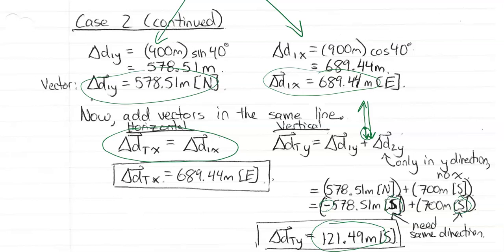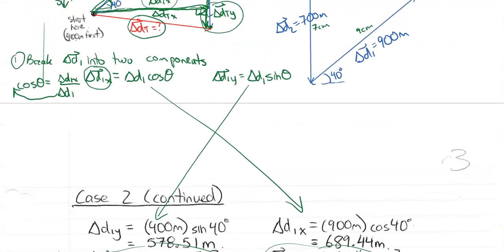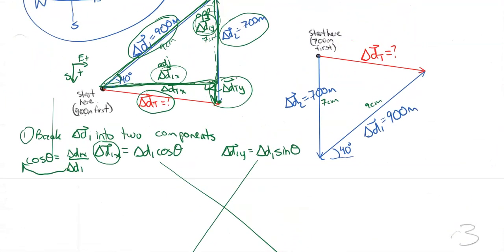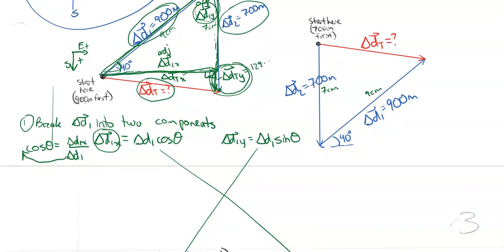So let's look back at the diagram and see what this means. We got 121 and 689. What this means is that this total displacement in the y is 129, and this total displacement in the x is 689 kilometers. Okay, point something kilometers. So now we're just solving this right triangle down here on the bottom. We know the adjacent side, we know the opposite side, we need to find the angle, and we need to find the length of delta d total. We've already done that in this video, but I'll go over that again quickly here.